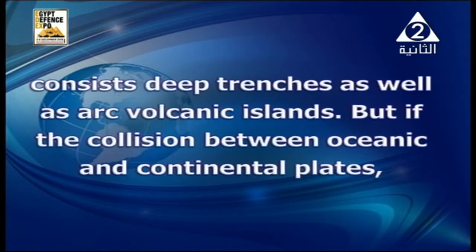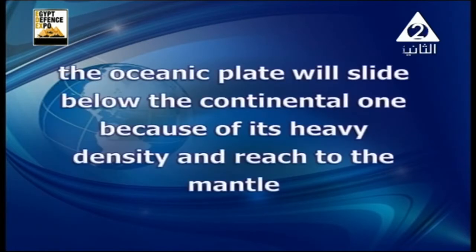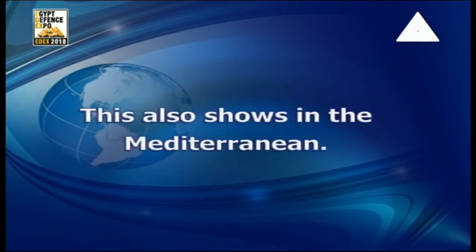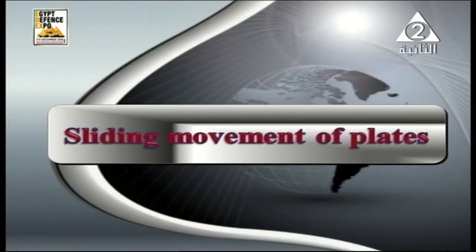But if the collision occurs between oceanic and continental plates, the oceanic plate of course will slide below the continental one because of its heavy density, reach the mantle, and melt completely, and mountain ranges arise, such as the Andes in South America. This also shows in the Mediterranean Sea.